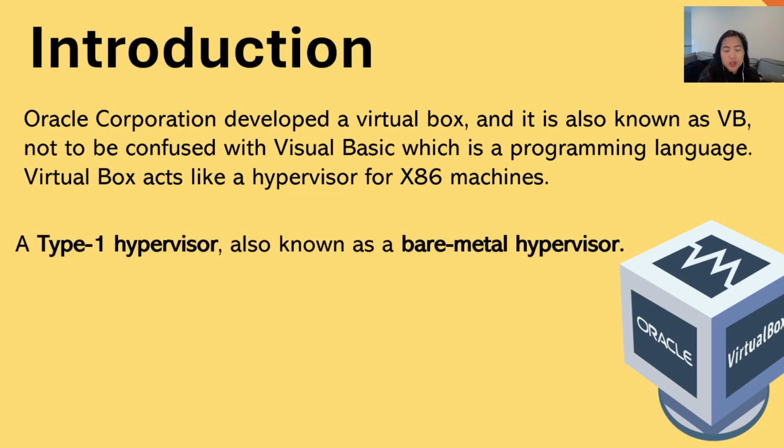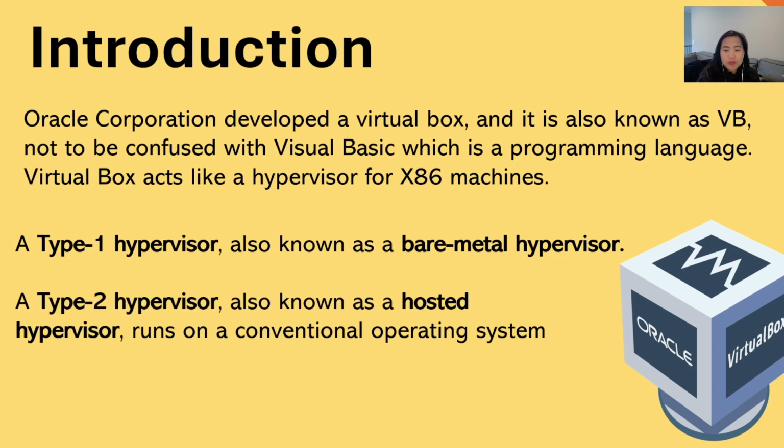The hypervisor which is type 1, also known as bare metal. Examples of those bare metal or type 1 hypervisors are Microsoft Hyper-V. Also, you can use VMware, it's also a type 1 hypervisor, and Proxmox. So those are examples of type 1 hypervisor. Another example, type 2 hypervisor, is also known as hosted hypervisor.